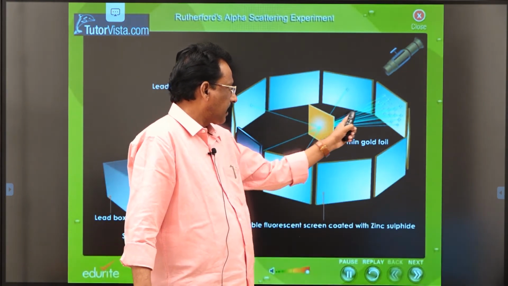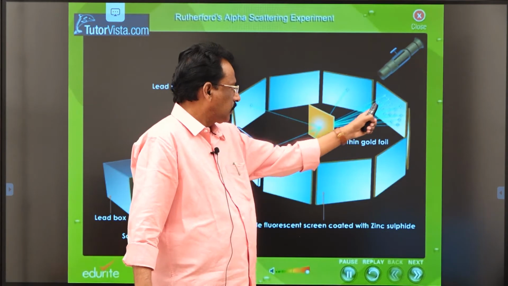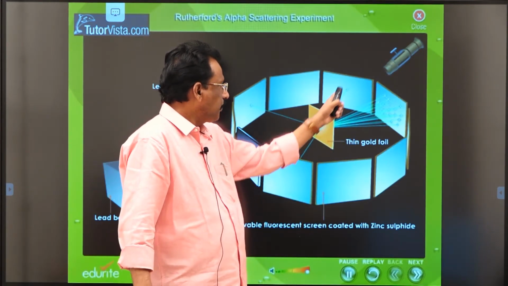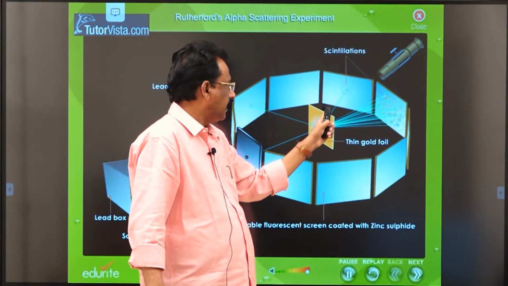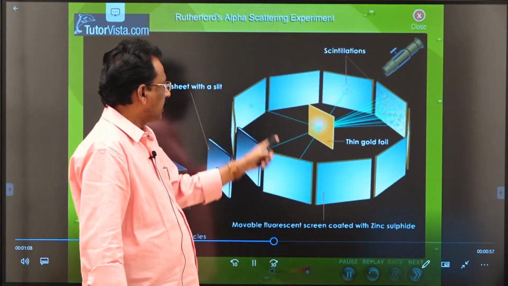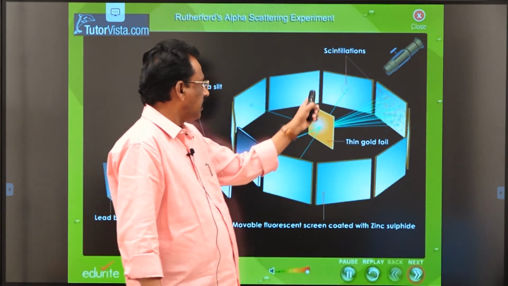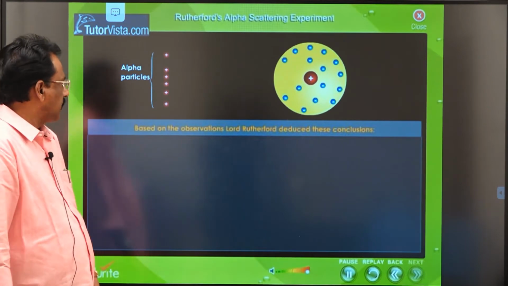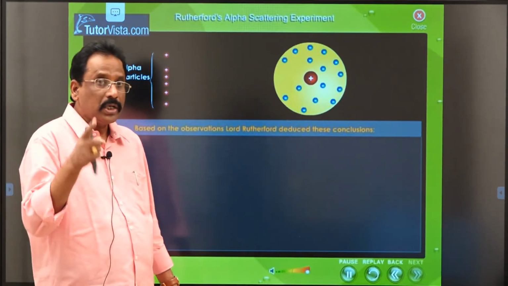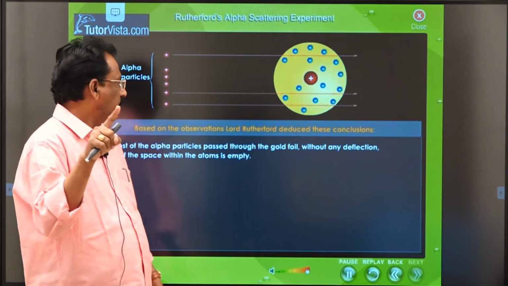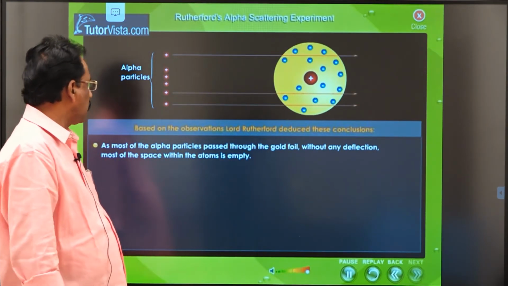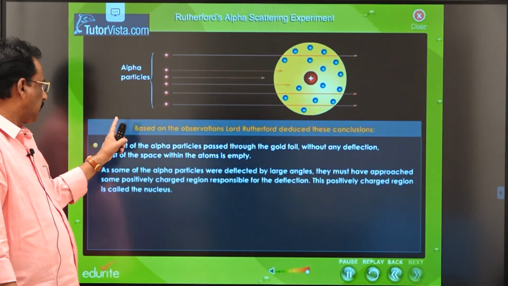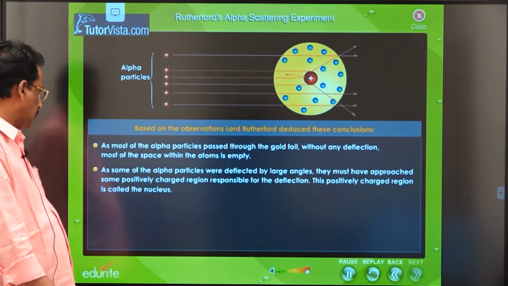See here, most of the alpha particles directly pass through the gold atom without any scattering, and very few alpha particles are scattered at smaller angles that can be seen with the help of a zinc sulfide screen, and very few alpha particles, about 1 in 20,000, are deflected back along their original path. That's why, based on that experiment, there are 3 observations and conclusions in this theory.